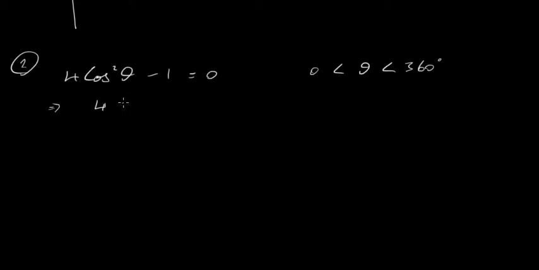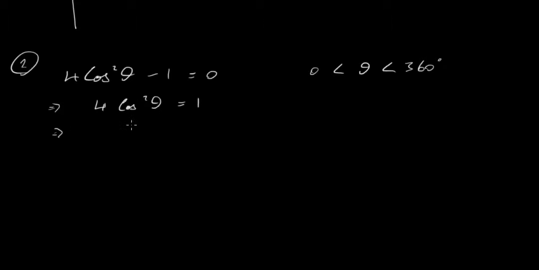Let's take example number 2 here, and we'll take, let's say, 4 cos squared theta minus 1 equal to 0. And again, we'll take theta as being between 0 and 360 degrees. Okay, well, let's just simplify this a little bit. Let's get rid of this minus 1, this squared, and this 4 here. So let's add 1 to both sides, so that would give us 4 cos squared theta is equal to 1.